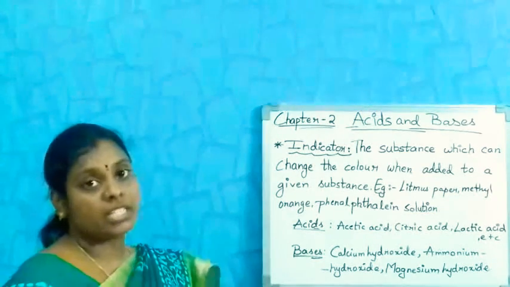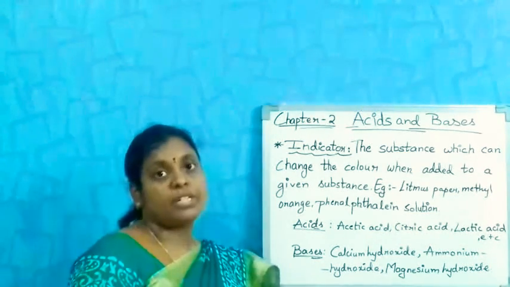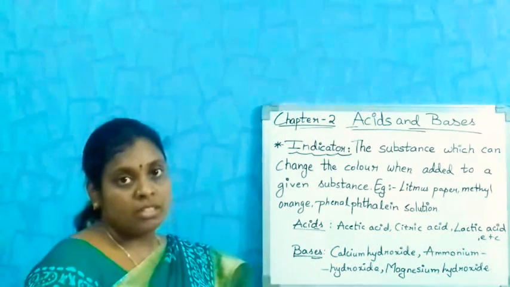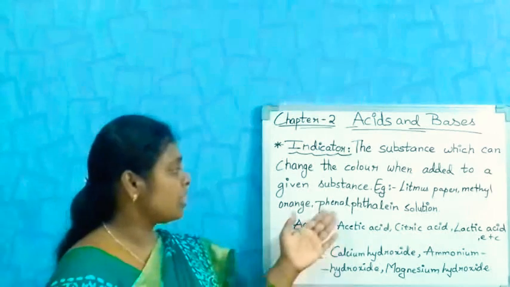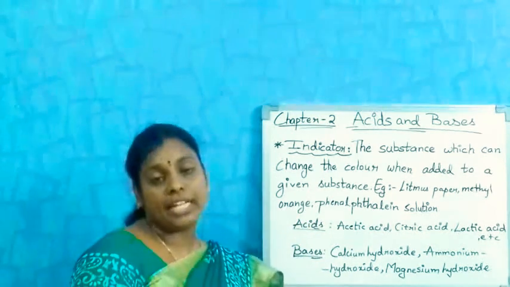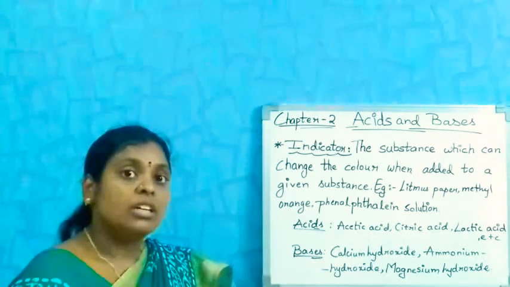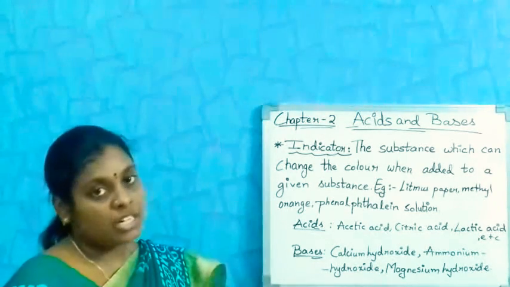Examples of indicators are litmus papers, methyl orange, and phenolphthalein. Litmus, methyl orange and phenolphthalein are artificial, that is chemical, indicators, whereas turmeric powder and red cabbage solution are natural indicators.